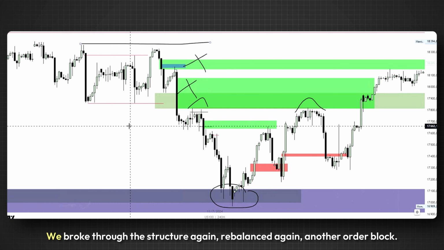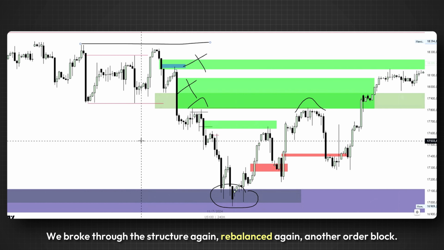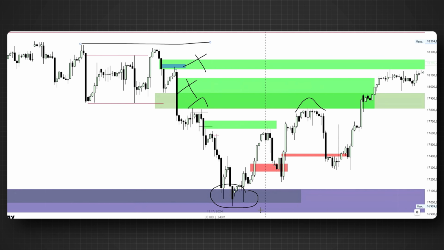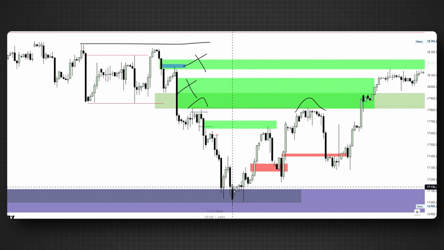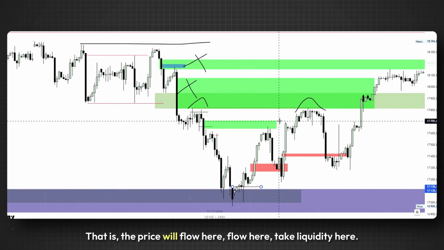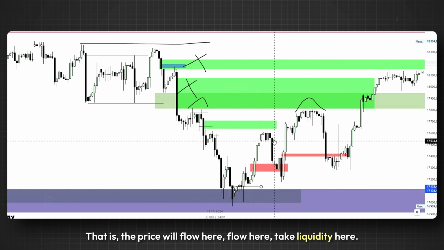It did not happen. We broke through the structure again, rebalanced again, another order block. And here the price goes like on steps, boom, boom, boom, boom, and at the top there is a void. That is, the market will be like water. It will try to fill these voids. The price will flow here, take liquidity here.